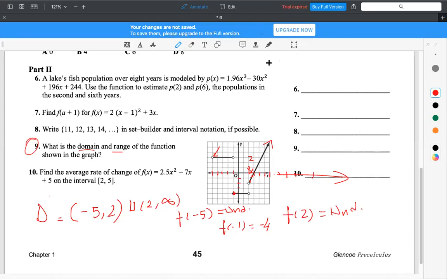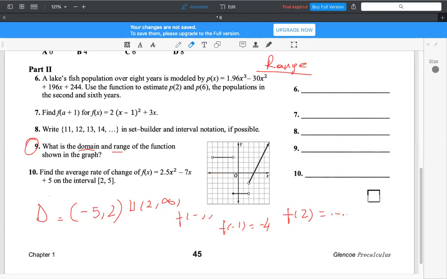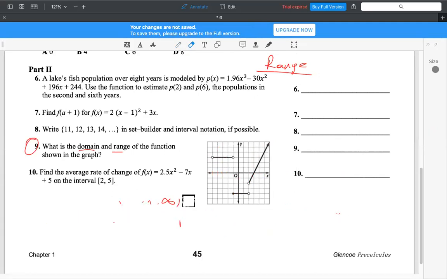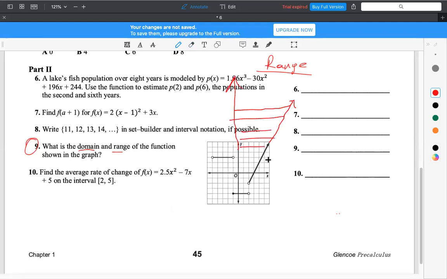Okay, domain is finished. Now range. Range means how the y values are changing. Be careful, not x, y values. So when you look at here, it goes to infinity, right? So is there any y value here? Yes. When you go up, is there any y value? Yes, yes, yes. Here, tell me, is there any y value?